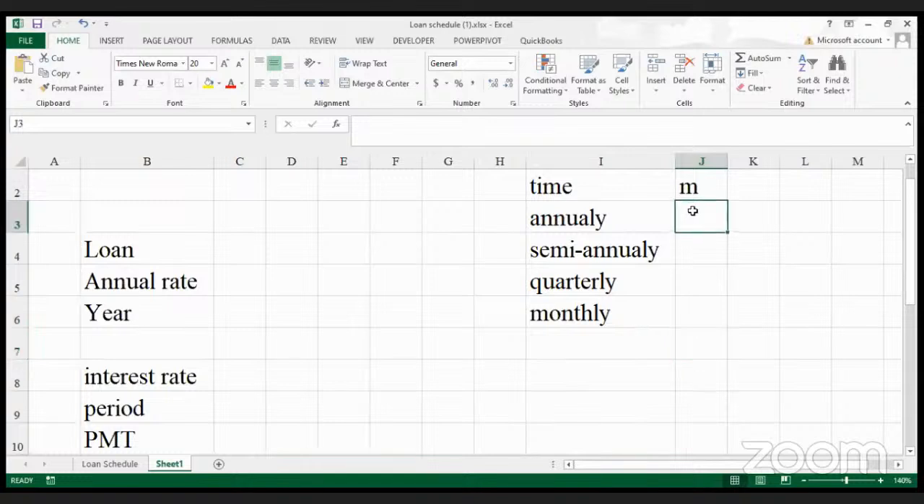So how many times are you going to pay this loan in a year? If it is annual, it is going to be once. Semi-annually, you are going to do it twice in a year. Quarterly, we have 4 quarters in a year, so we are going to pay it 4 times. What about monthly? You are going to do it 12 times in a year. That's what we have there.